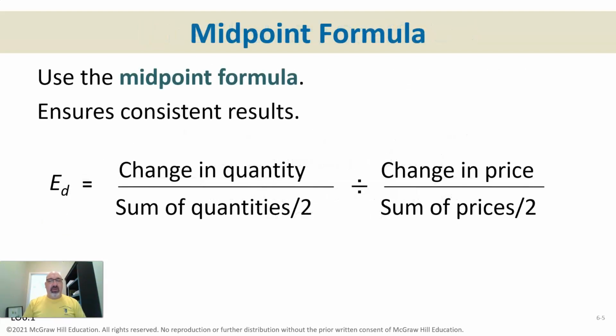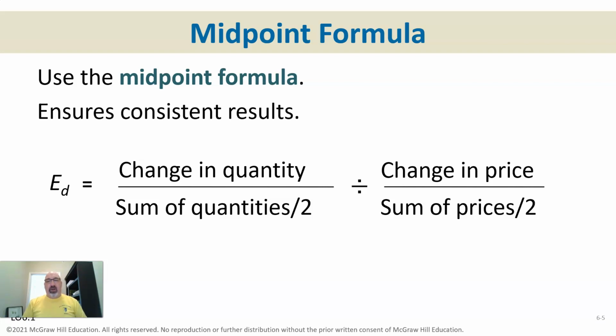All right, so we're going to use the midpoint formula, which will ensure a consistent result. In macro, we always just used a simple percentage change formula, which was year two minus year one, divided by year one. That's not going to work for this because it's going to be kind of weird. If you had two points, A and B, and somebody chooses A as one and somebody else chooses B as one, you could get two different results. So we always want the same result regardless of whether you choose A as one or B as one. And so we're going to use a midpoint formula.